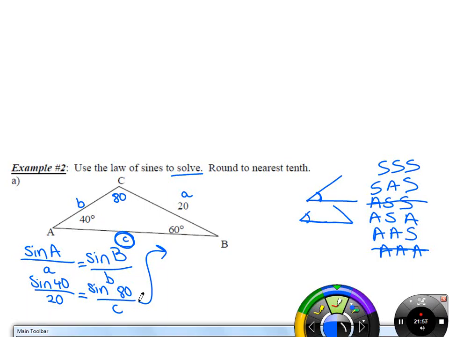So we can cross multiply because it's one fraction set equal to one fraction. So C can multiply sine of 40, so it would say C times the sine of 40. And remember, the sine of 40 is a number. You can type it into your calculator and get a decimal. And then 20 will multiply the sine of 80. So this will equal 20 times the sine of 80. What do I have to do next to get C alone and have it solved for?